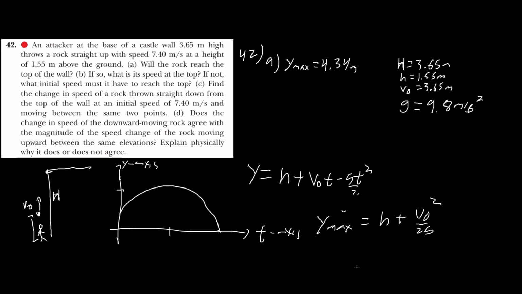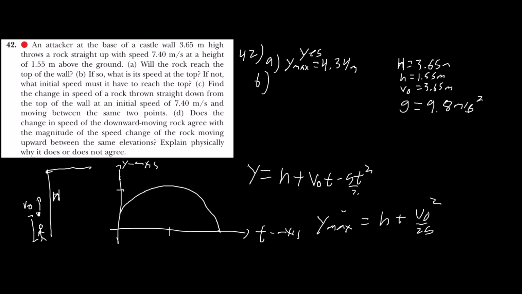All right. So once you fix that, there you go. 4.354 meters. So that's part A. If so, what's its speed at the top? Okay. So all I found is the position where you get the maximum height. I didn't find the actual position where the height reaches, but it does go beyond 3.65 meters if the maximum.